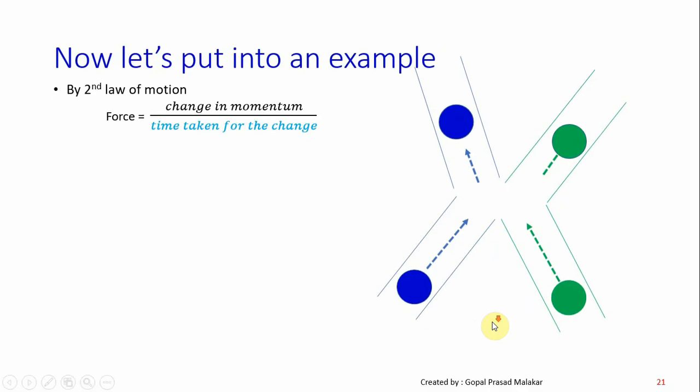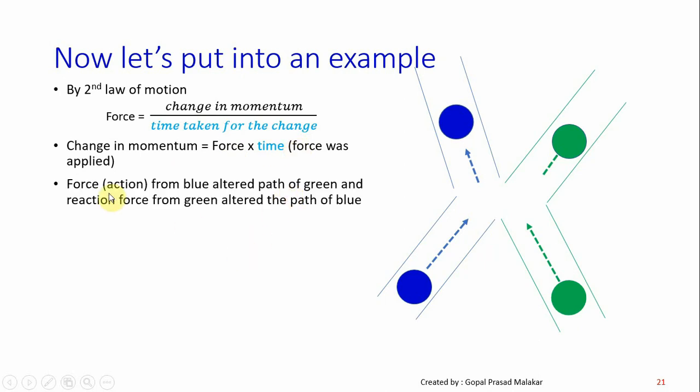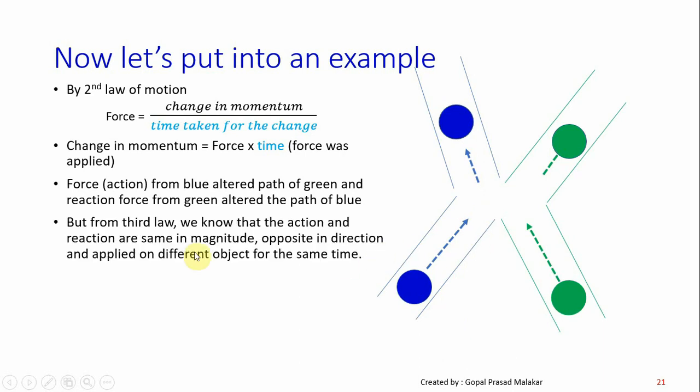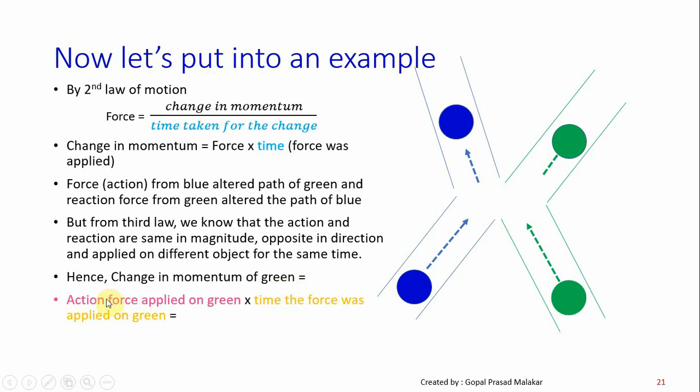Now let's build on top of that. Change in momentum equals force into time. We know that the force action from blue altered the path of the green, and the reaction from green altered the path of the blue. From the third law we know that action and reaction are the same in magnitude, opposite in direction, and applied on different objects for the same time period. So what does it mean? The change in momentum of green will be given by the action force applied on green and the time the force was applied on green. That is the change in momentum.